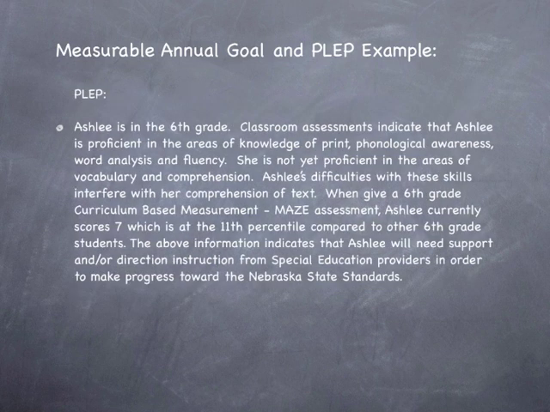This next present level performance is an example of a 6th grade student, Ashley. Ashley is in the 6th grade. Classroom assessments indicate that Ashley is proficient in the areas of knowledge of print, phonological awareness, word analysis, and fluency. She is not yet proficient in the areas of vocabulary and comprehension. Ashley's difficulties with these skills interfere with her comprehension of text. When given a 6th grade curriculum-based measurement Maze assessment, Ashley currently scores 7, which is at the 11th percentile compared to other 6th grade students.